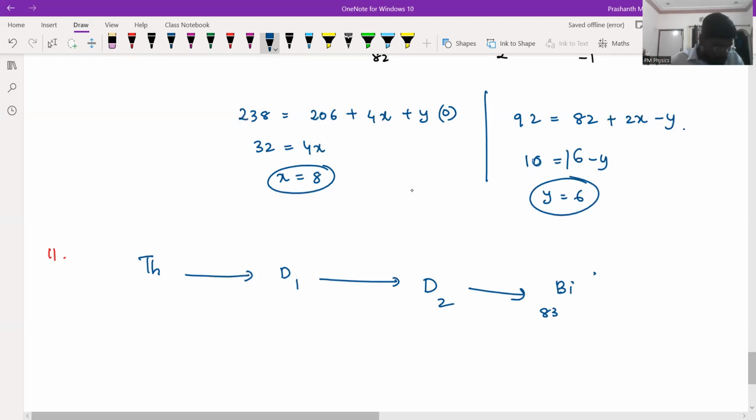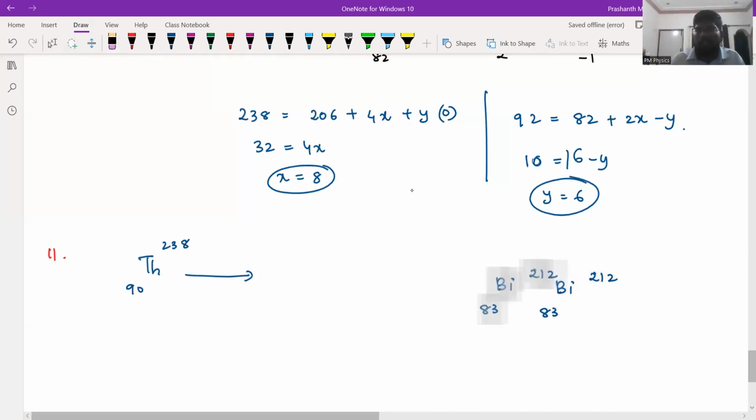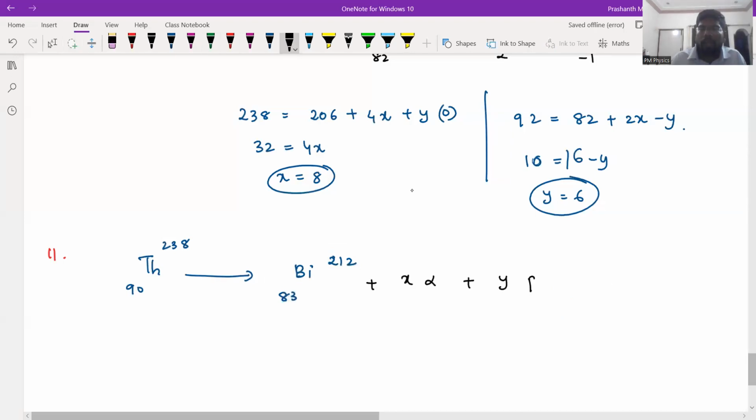812? Maybe a printing mistake. Maybe 212 it is. Bismuth, 212. Correct, not 812. Okay. 90 and 238 we can write. And again, they're asking, during this process, how many alpha particles and beta particles are released? Again, the same way we can do it, right? Just forget about these things, bring it here and put it here. We can say that X alpha particles came, Y beta particles came.